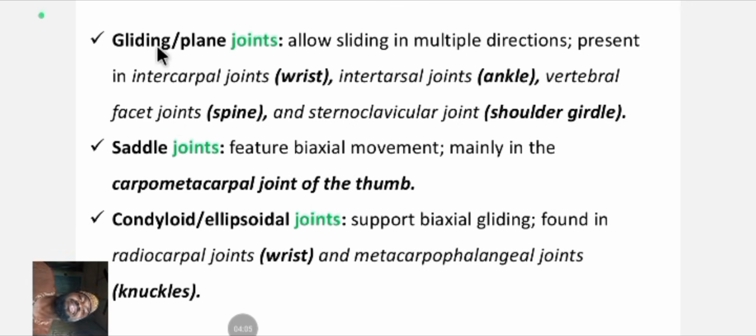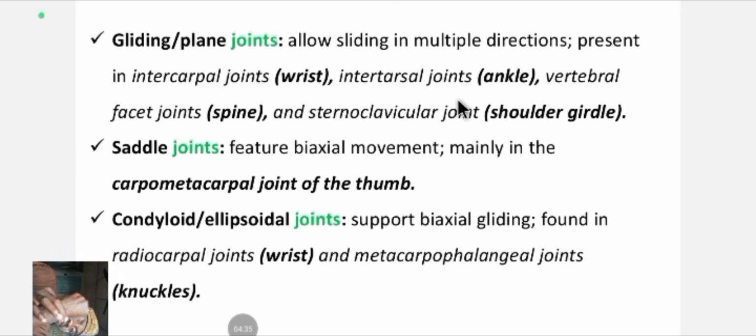The next is the gliding/plane joint. All right, it allows sliding in multiple directions. Okay, present in what? Intercarpal joints. These gliding joints allow sliding in multiple directions. Okay, it's present in the wrist, for example here. These intercarpal joints. Okay, and the tarsal joint of the ankle.